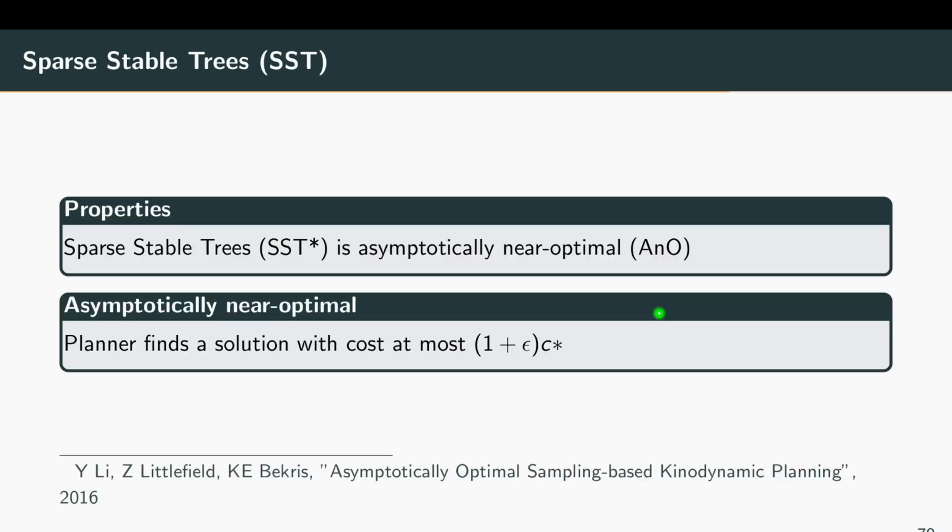Okay, and then the sparse stable trees actually has two nice properties. It's also basically probabilistically complete, and it's asymptotically near optimal. And so that's kind of a new term. What it means is that it finds a solution with a cost of 1 plus epsilon, where epsilon is kind of a smallish positive number, times the cost of the true optimal solution.